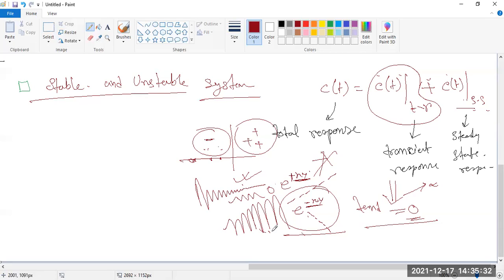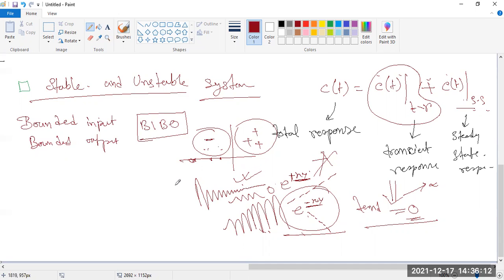So what are the conditions for being stable or non-stable? The condition is whether the input and output are bounded. The system should be bounded input, bounded output. Bounded input gives bounded output, BIBO, then this system will be stable.